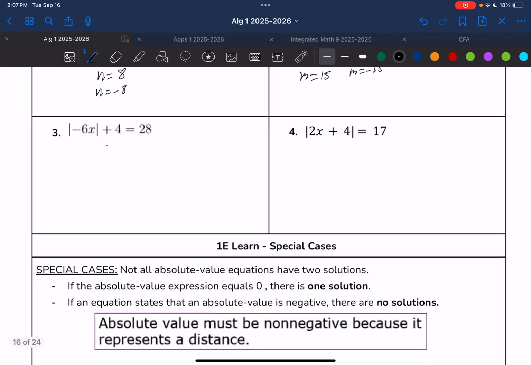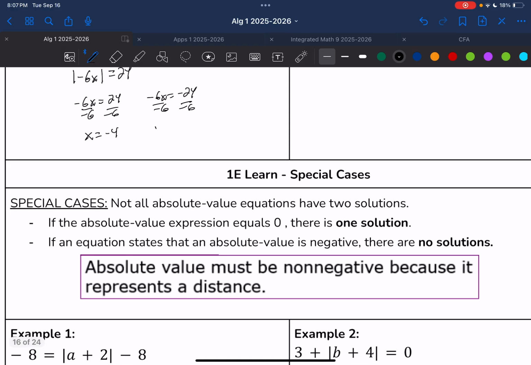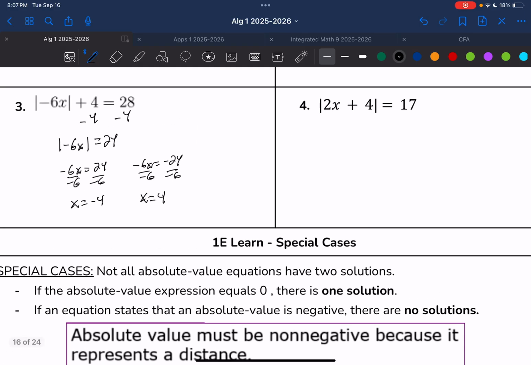All right, over here, we want to, again, start by isolating our absolute value equations. I'm going to subtract 4 from both sides. Gives me the absolute value of -6x is equal to 24. That means that -6x could be equal to 24, or -6x could be equal to -24. I want to divide both sides by -6. That means x is equal to -4. Or if we divide by -6 over here, x is equal to +4.